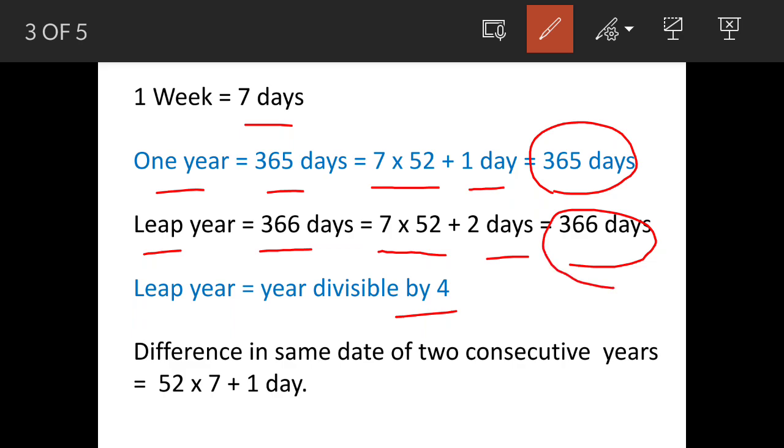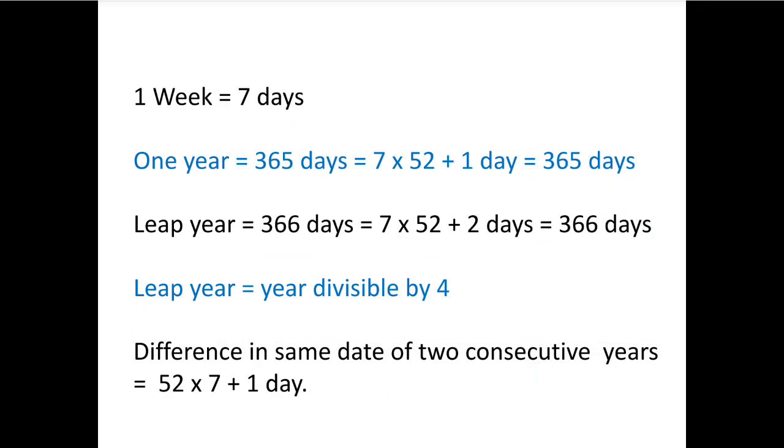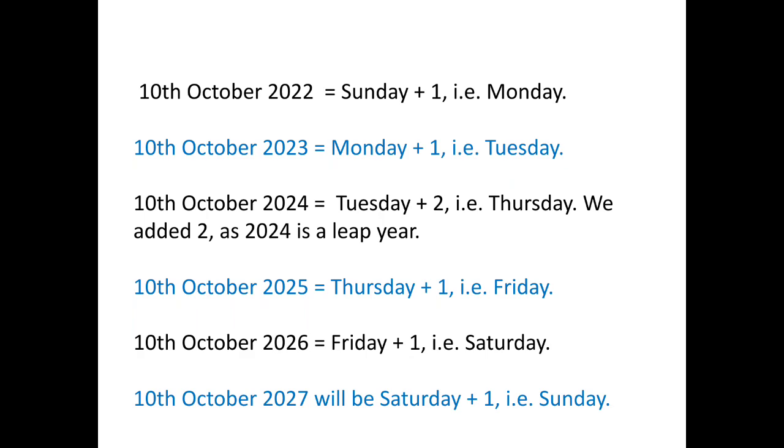Now the difference of date in two consecutive years is 52 into 7 plus 1. So that means on the 365th day, the same date will actually occur. This is the system of our calendar. So hope it is clear up to this point. I'll erase the markings. So now going by this logic, we'll see the solution.